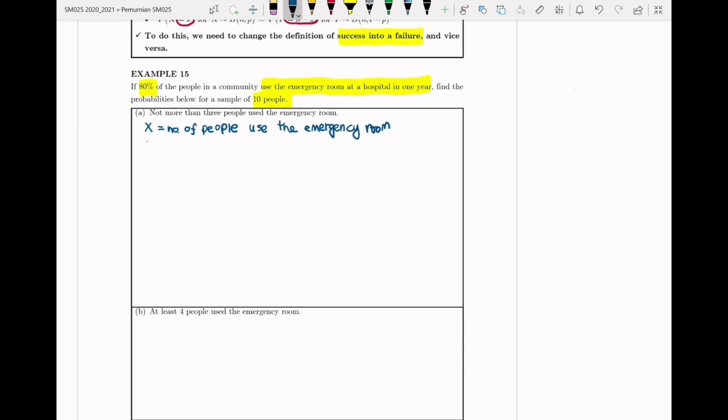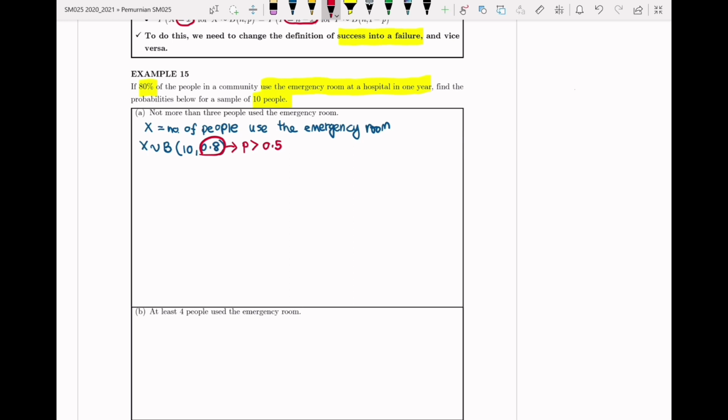We can use X as binomial distribution because we only have 2 outcomes, whether the people use or do not use the emergency room. So binomial with n equals 10, p equals 0.8. As we can see here, p is 0.8. This is greater than 0.5. Again, if you want to use the table, p must be less than or equal to 0.5. But here we have p greater than 0.5, which is 0.8.